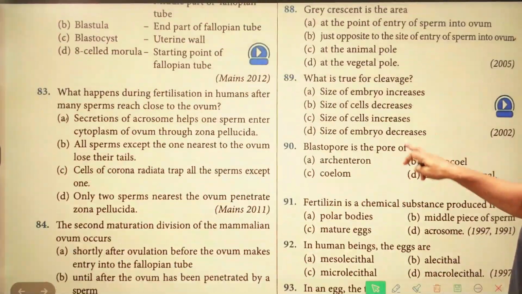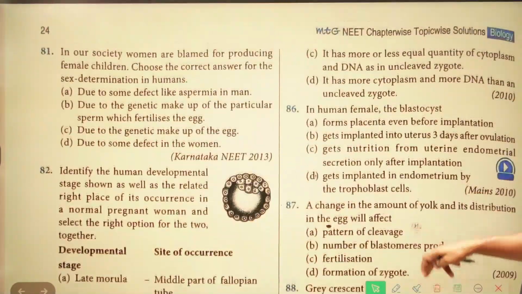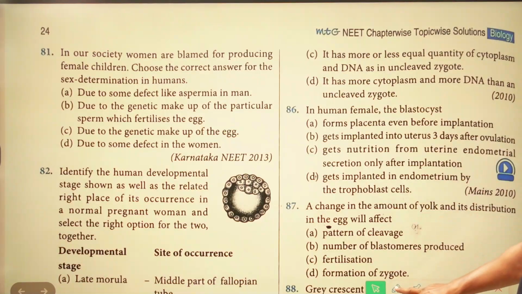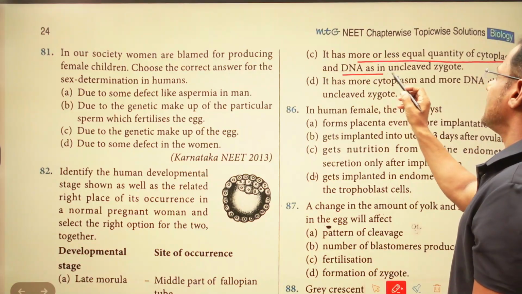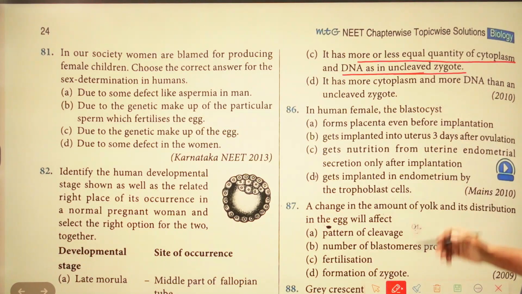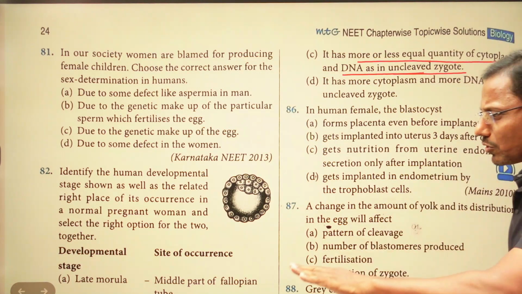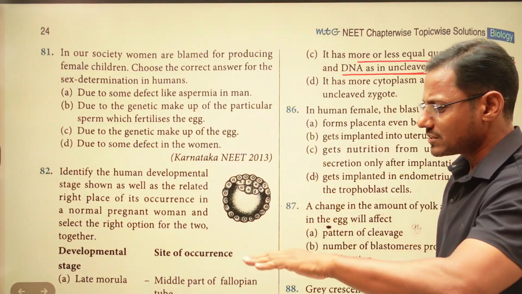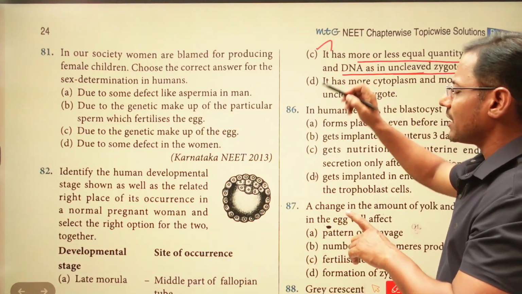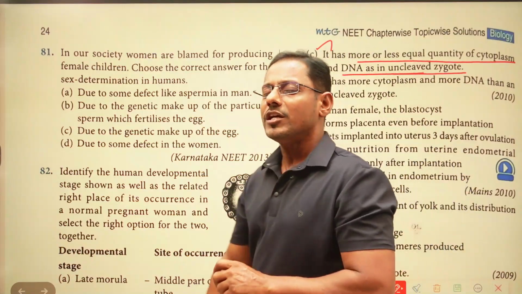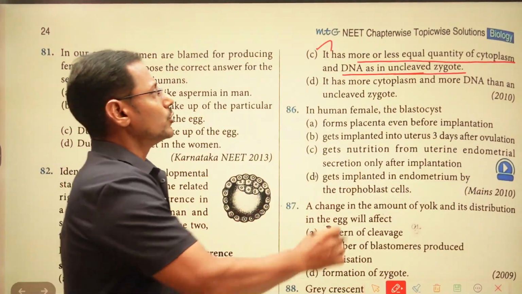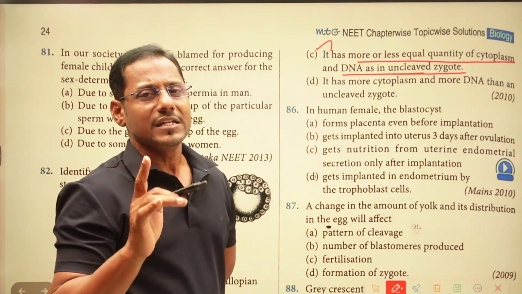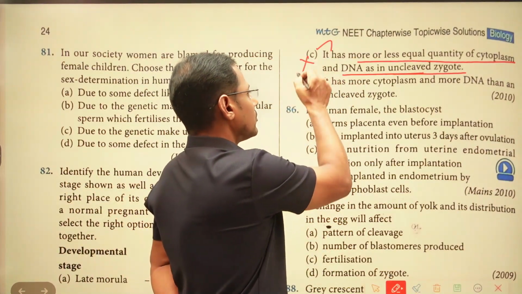Let's check the next one. What are the options given here? It has more or less equal quantity of the cytoplasm and DNA as in the uncleaved zygote. So the DNA quantity is not being changed, as well as the cytoplasm quantity, in the option given like this. But here the quantity of DNA is being increased. Remember that one. The quantity of the DNA is increased in the morula. So this is also a wrong statement.